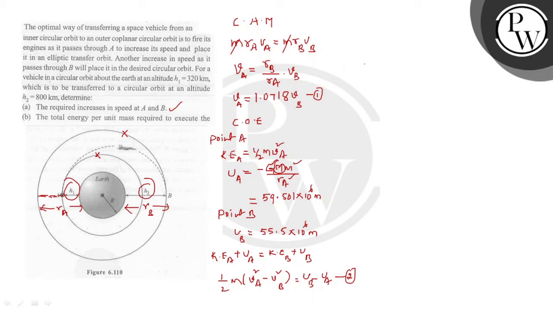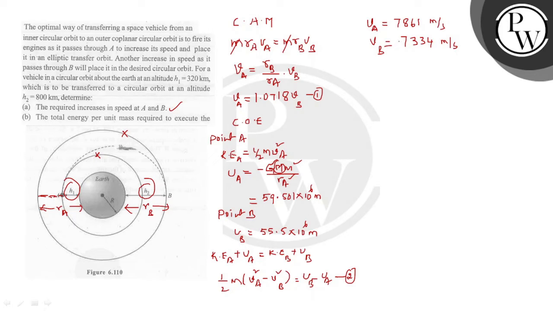If I substitute, I am going to get velocity at A as 7861 meter per second, and VB is equal to 7334 meter per second. Now I need to find out the change. Okay, is this the change?